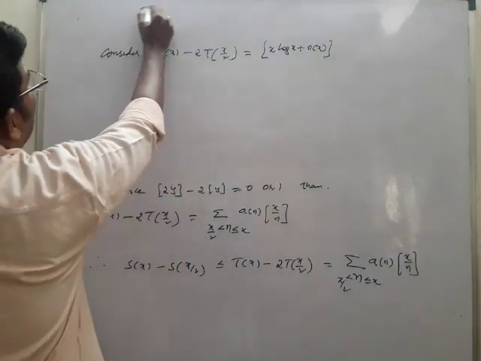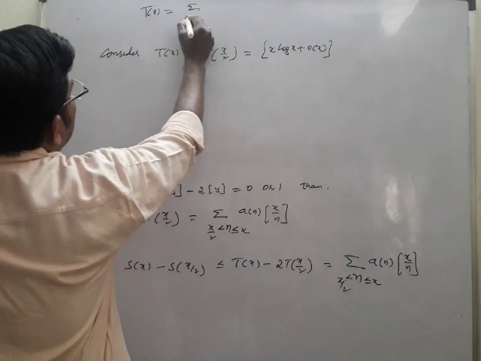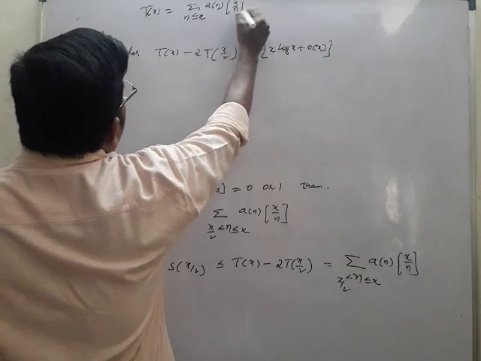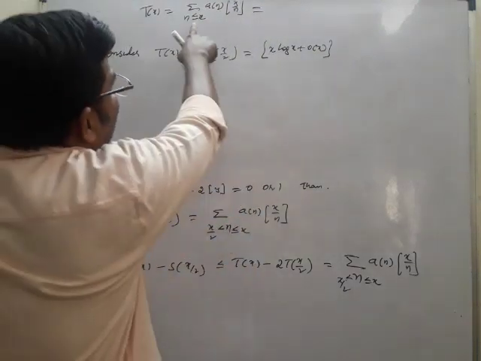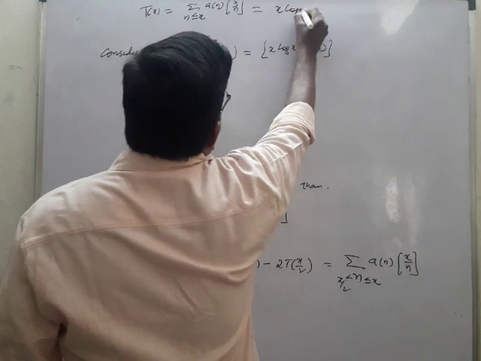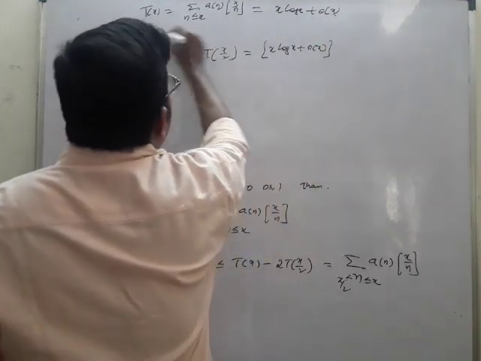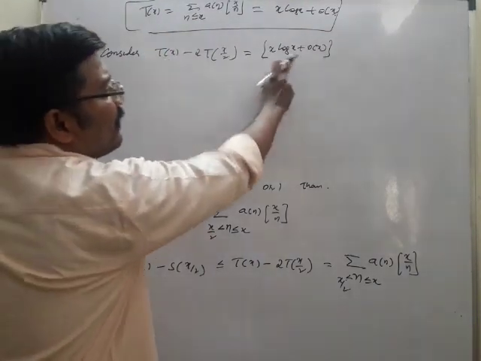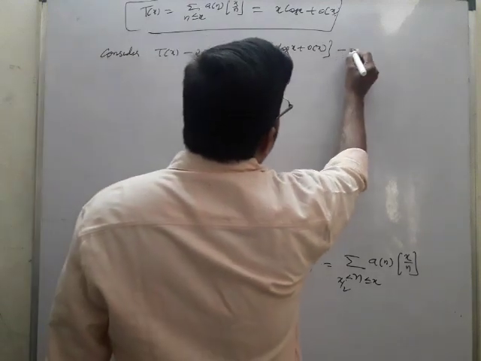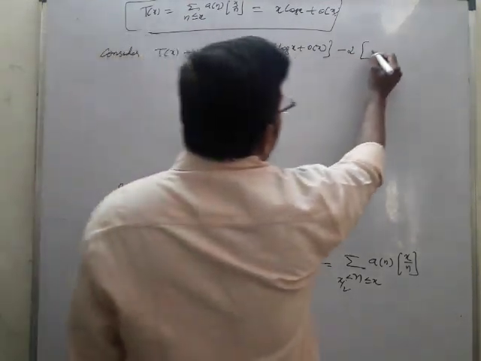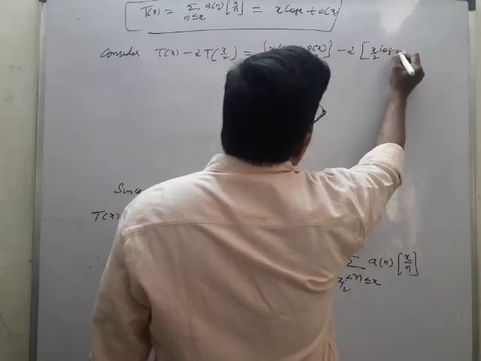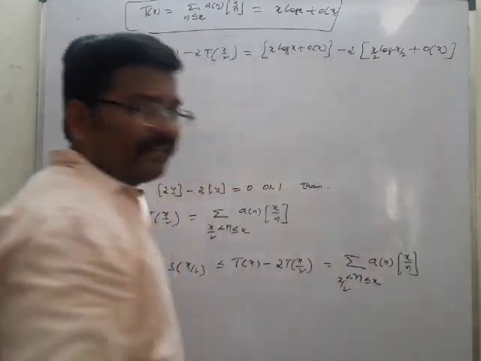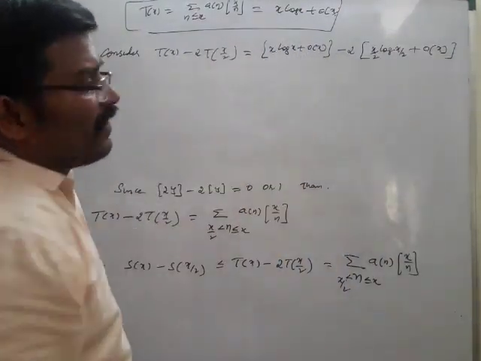Why? Because T(x) is nothing but we have taken as the summation over n less than or equal to x of a(n) [x/n]. This is the value of T(x), and its value is x log x plus big O of x. So from here, we'll write T(x) in this form, minus 2 into the same formula again, (x/2) log(x/2) plus big O of x. We have written T(x/2) in that form.